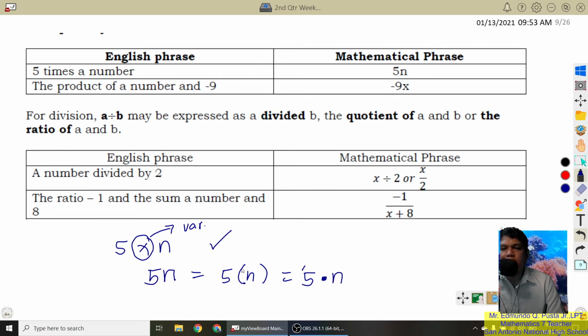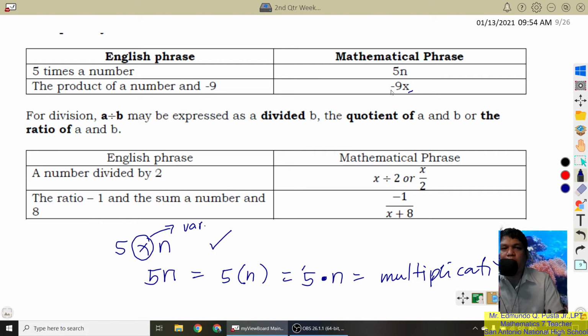So this one, using parentheses, pinagdidikit niya, and then we have 5 times n. Ayan. Ginagamit yan to indicate multiplication. So we're not using x anymore because x is already a variable. Okay? So for instance, the product of a number, so hindi ito multiplication, this is x. A number is represented by x and negative 9. The product of a number and negative 9. So we can actually write it negative 9x.